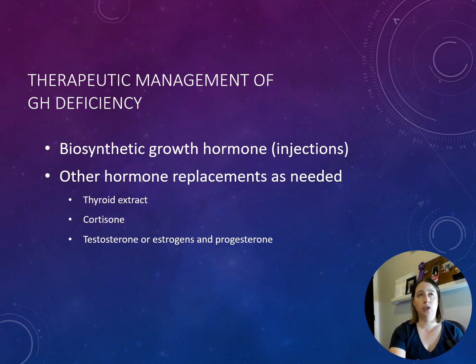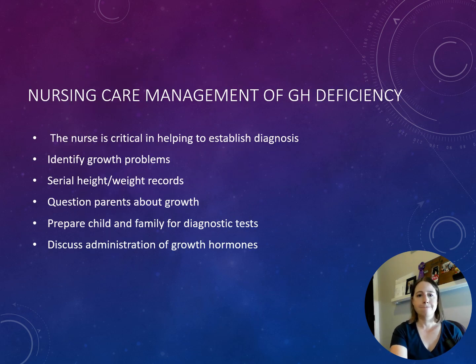So by the look, like via x-ray, and around 14 years for girls or 16 years for boys is usually at that point where the bones stop growing. Those growth plates will close, and then they can stop the therapy. If they do have other pituitary dysfunction as well, they may need other hormone replacements, like thyroid extract or cortisone or testosterone, estrogens, progesterones, to treat those other issues.